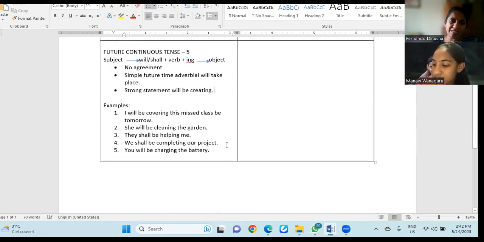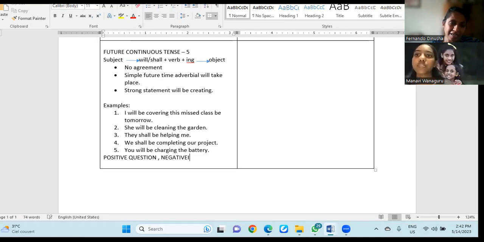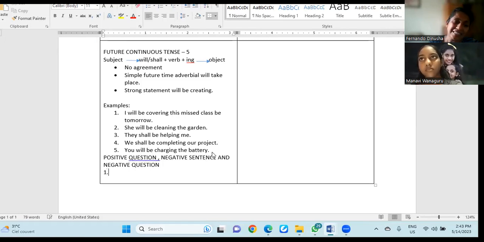And Manavi, the rest of this tense is the next step, which has negative, sorry, not negative, positive question. Positive question. What else? Negative sentence and negative question. Exactly, negative questions. And what we followed in simple future tense, the same structure you have to follow to convert all this: positive question, negative sentence, and negative question.